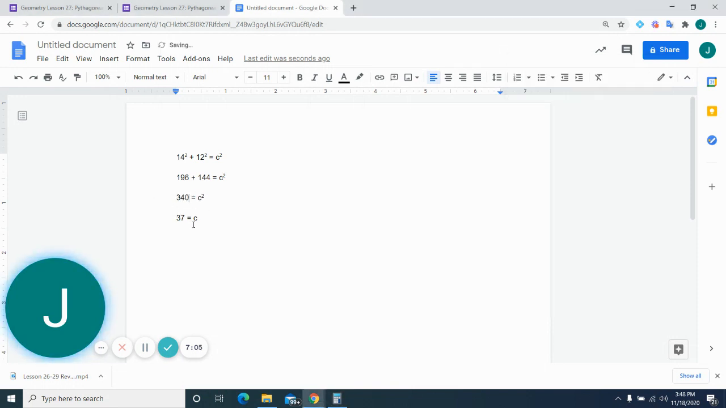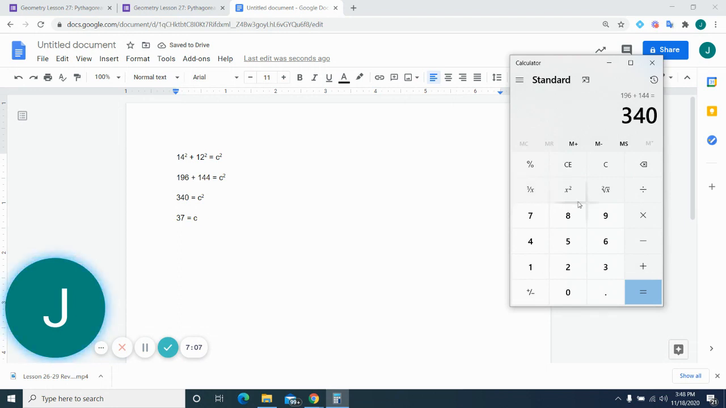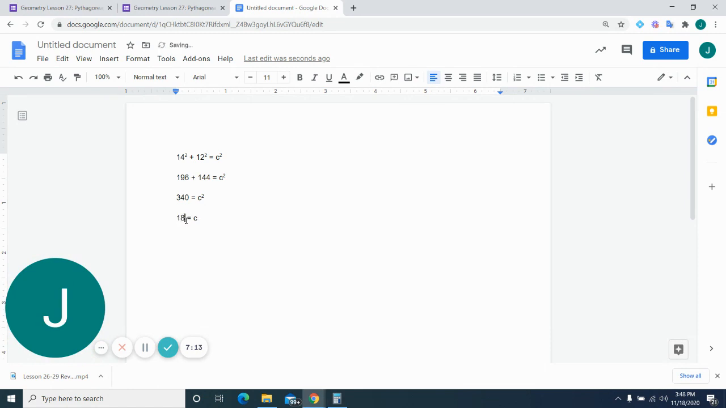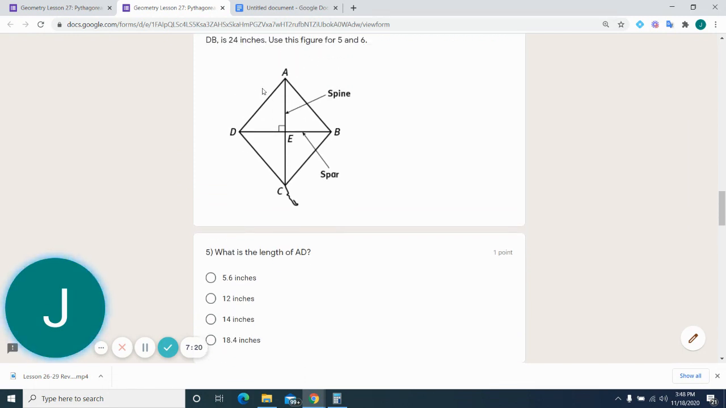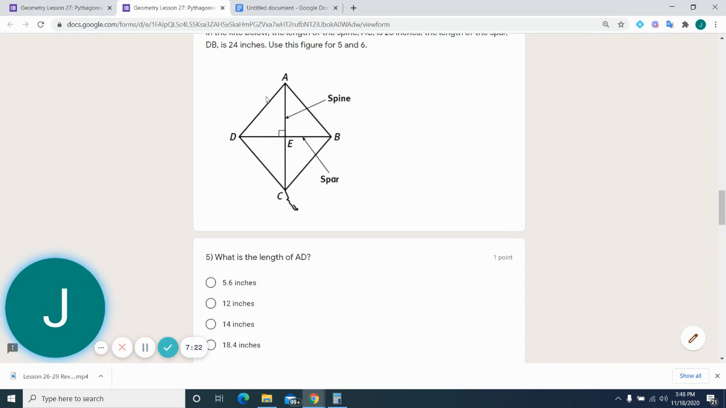And then you need to square root both sides. So take this and I do the square root of 340 and we get 18.4. So 18.4, that's our answer. That's the length of AD. So this length right here is 18.4.